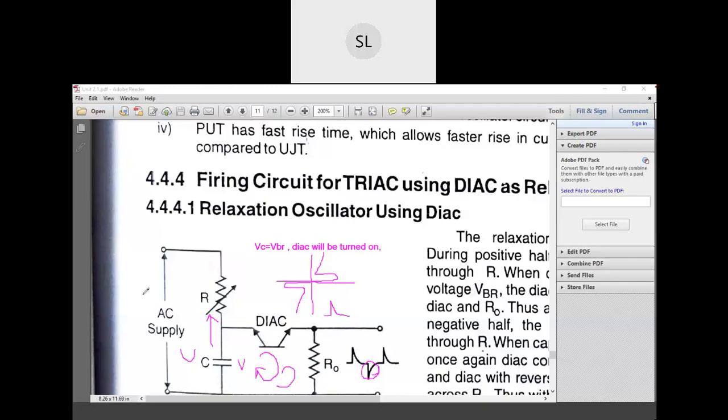The same way, if instead of the AC supply we use pulsating DC, it will provide only positive pulses. If we apply pulsating DC here, then this diac will generate only positive pulses like this. Okay, got it everyone?